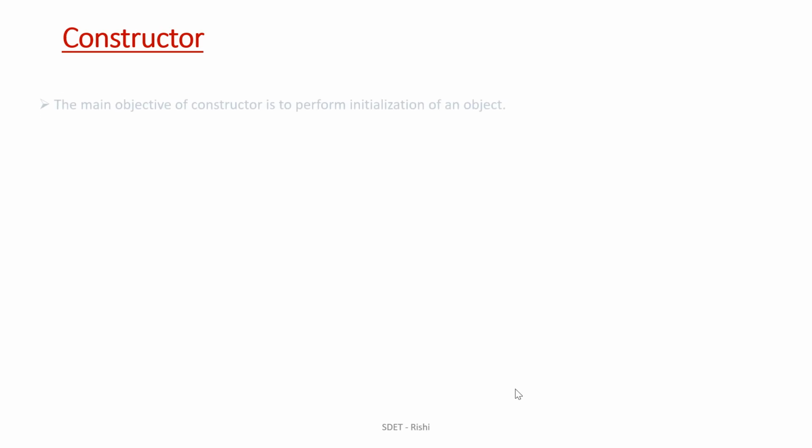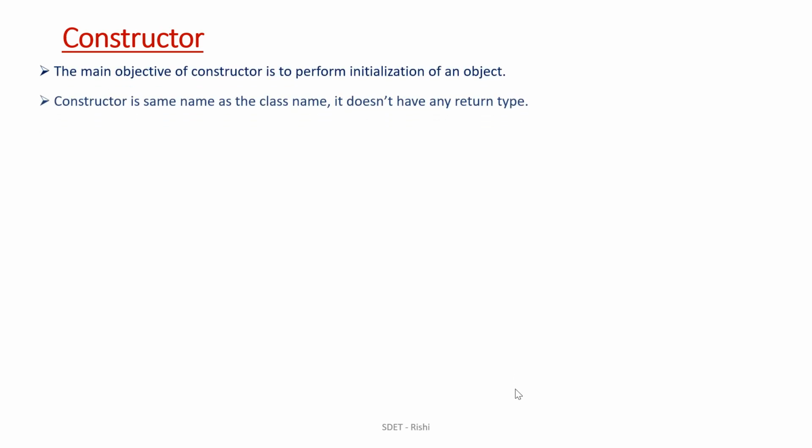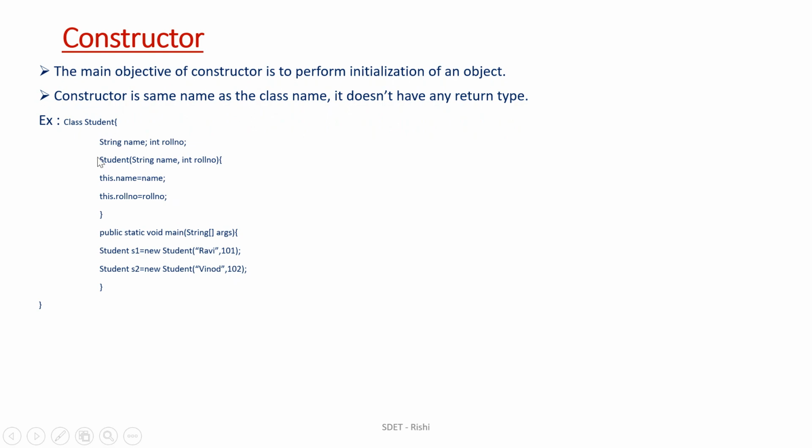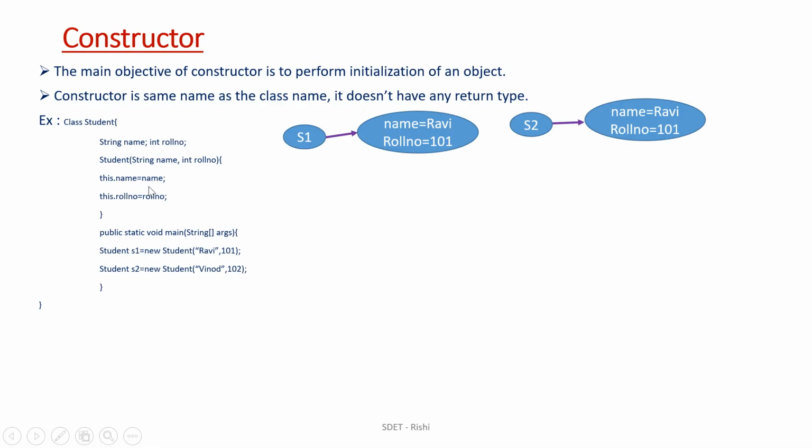Okay, so let's see this. This is the main objective: initialization of an object, same name as the class name, and it doesn't have any return type. See here, the class name is Student, and we are simply passing parameters here. This is a parameterized constructor, right? It does not have any return type, and it could have an access modifier, no issue. Once we create objects here, we are initializing values to them. So s1 has this value and s2 has this value. This is how we are initializing.